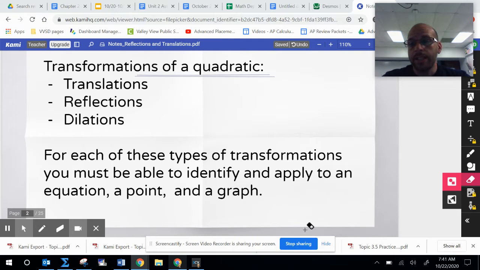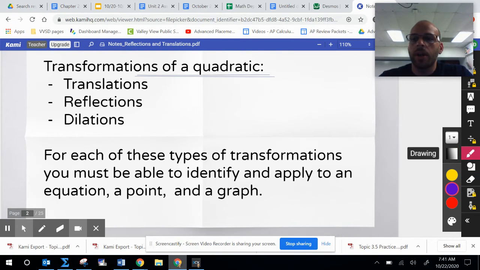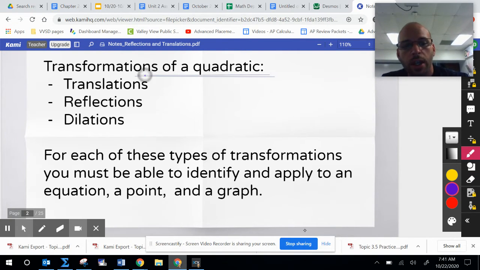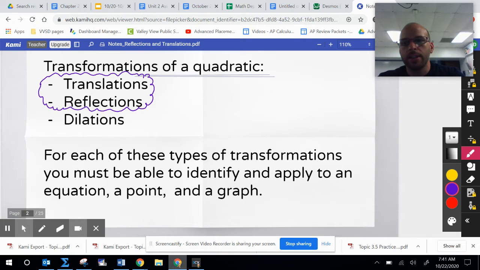Hello. Today, the focus of the video is going to be the first two types of transformations that we have. We're going to talk about translations and reflections. So these two at the top. We're going to review what we've already learned about translations, and then we'll expand into reflections over the x-axis.